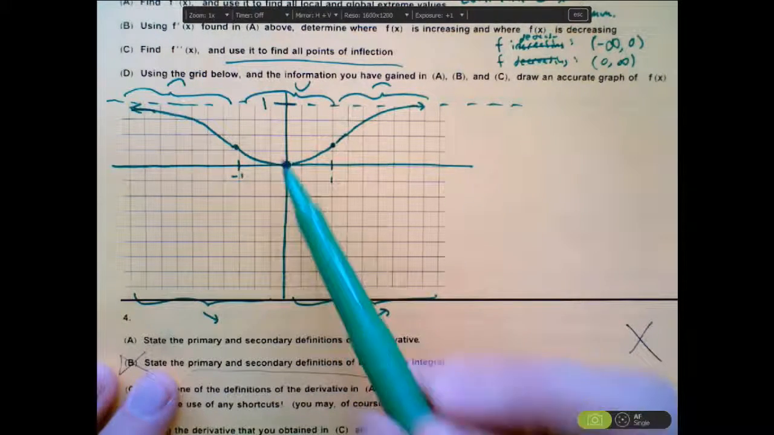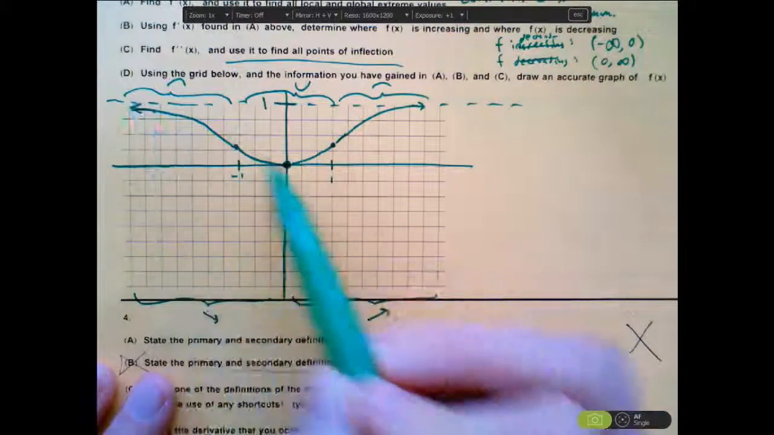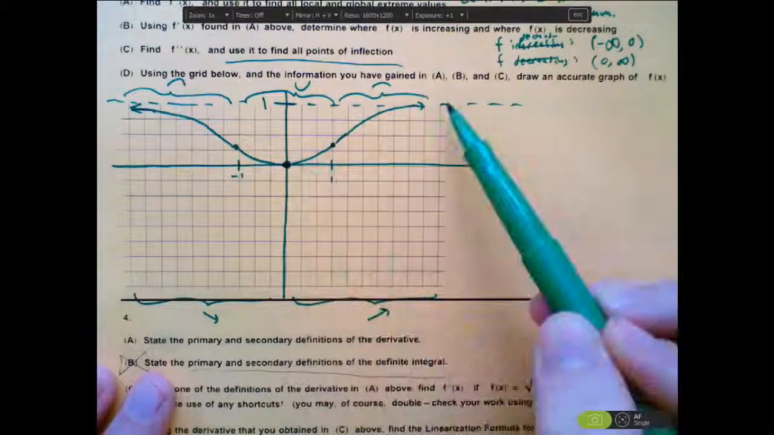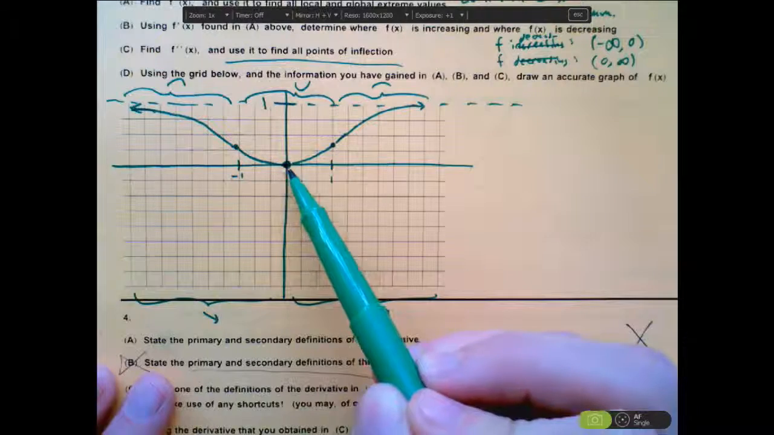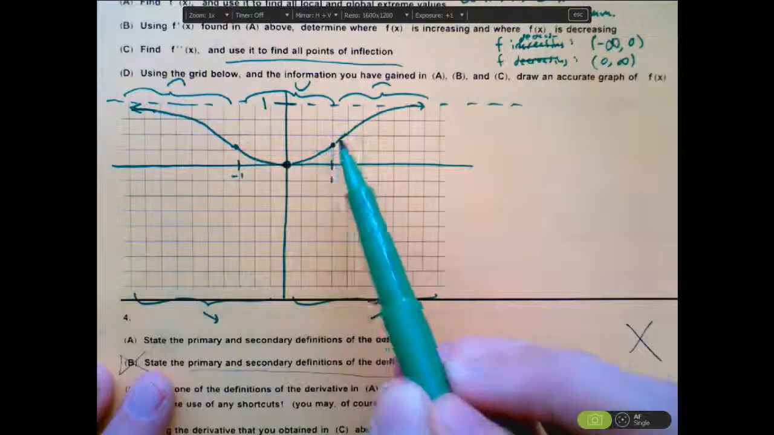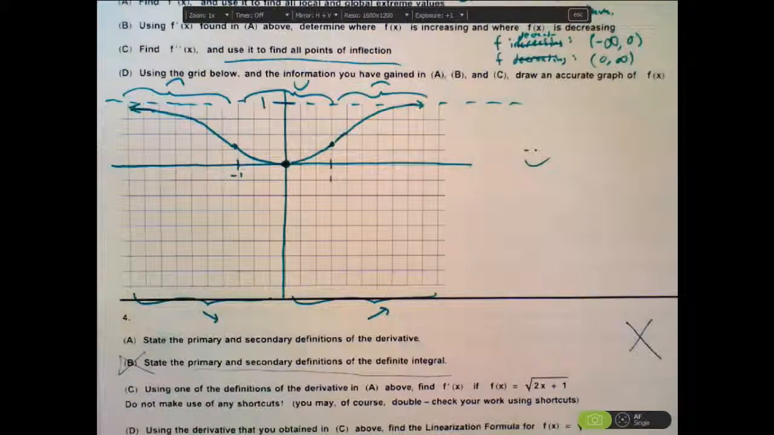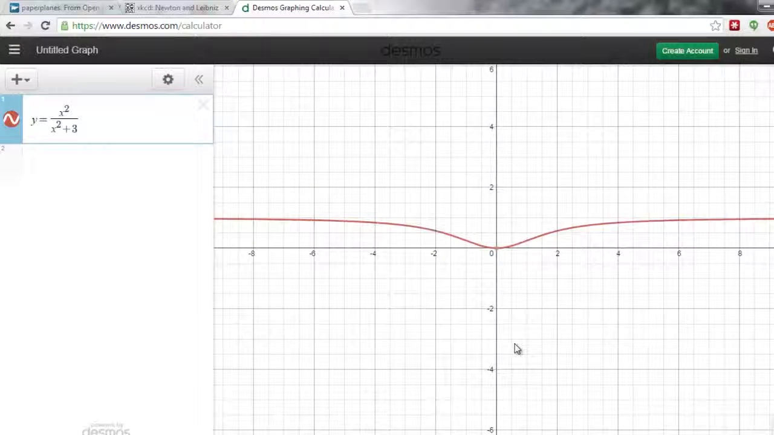All right, so let's see, does this make sense? I'm double checking all the things. Is it decreasing on that interval? Yes. Is it increasing on this interval? Yes. It has a local minimum there. Yes. It is concave down here, inflection point, concave up, inflection point, concave down. All right, I think we've done it. Let's just check in Desmos to see how we did. And here we are in Desmos, and that looks pretty good.